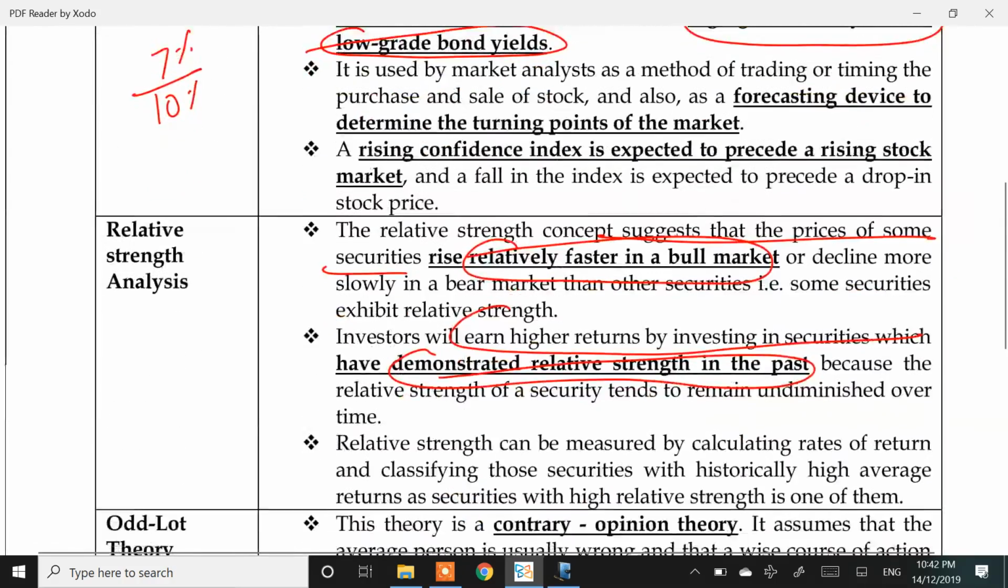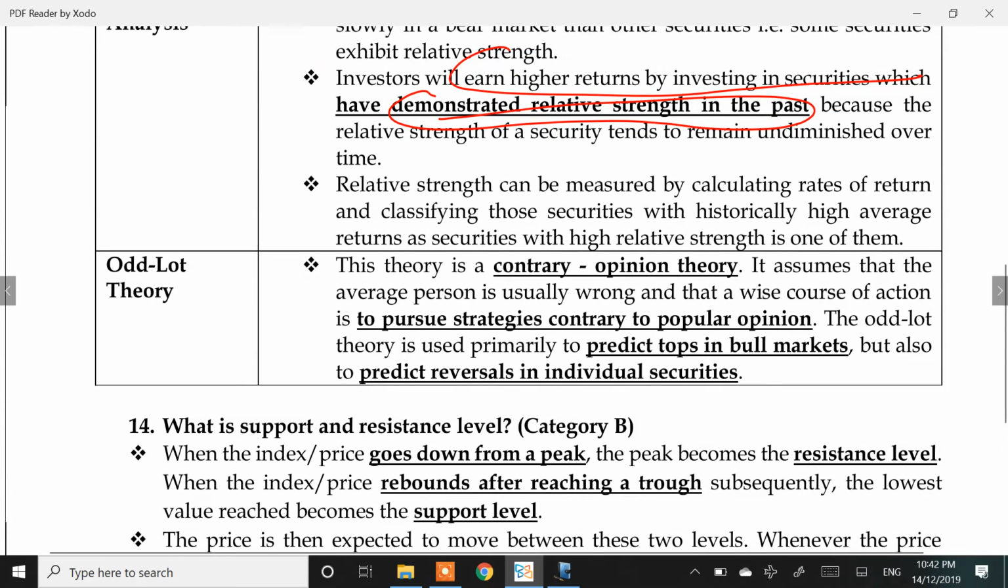It assumes that the average person is usually wrong, and that a wise course of action is to pursue a strategy contrary to the popular opinion. So you follow something which is opposite to the popular opinion, and that can help you in finding out tops in the bull market.